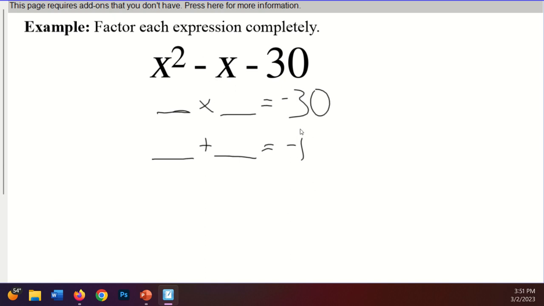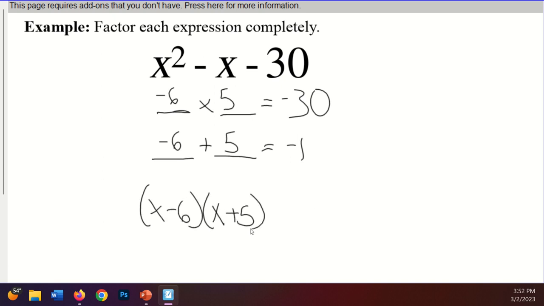And so I see fairly quickly that negative 6 and positive 5, when I multiply those two numbers together, I get negative 30. And when I add those two numbers, I get negative 1. So since they have the same two numbers, I can write the factors of this expression as x minus 6 and x plus 5. And if I multiplied this out by foiling or distributing, I will get this x squared minus x minus 30.